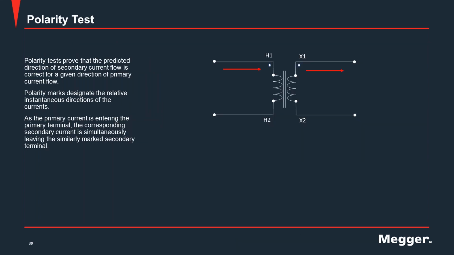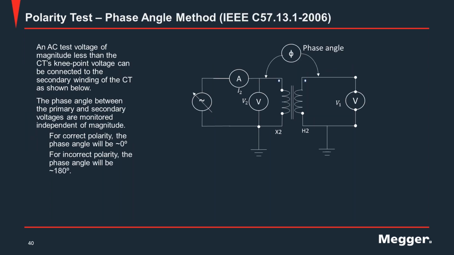The polarity test proves that the predicted direction of the secondary current flow is correct for a given direction of primary current flow. The polarity mark is designated by this dot here, which designates the direction of the current. So here, as the primary current is entering the primary terminal, the corresponding secondary current is simultaneously leaving the similarly marked secondary terminal. So that is how the polarity test works.